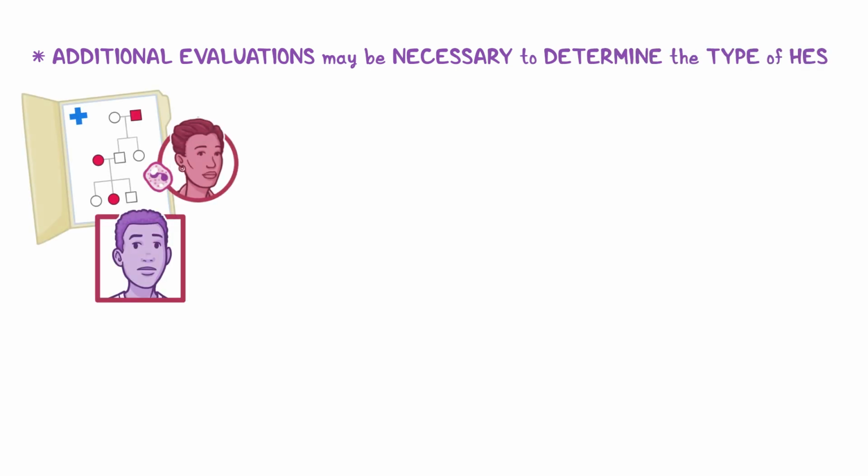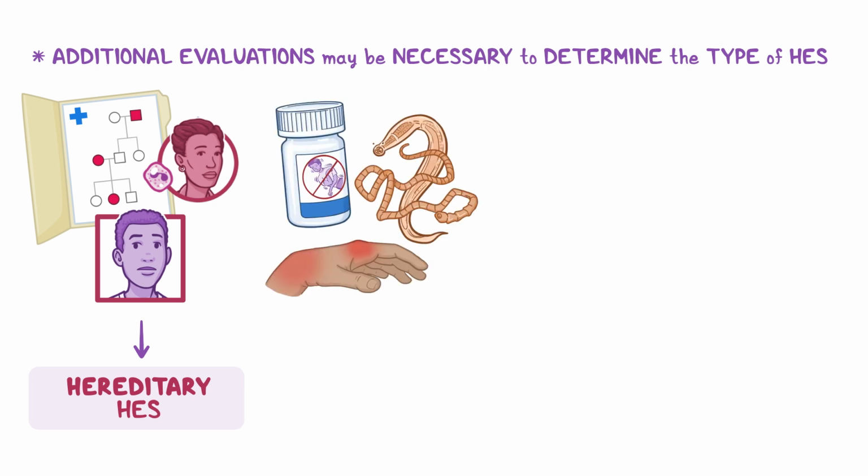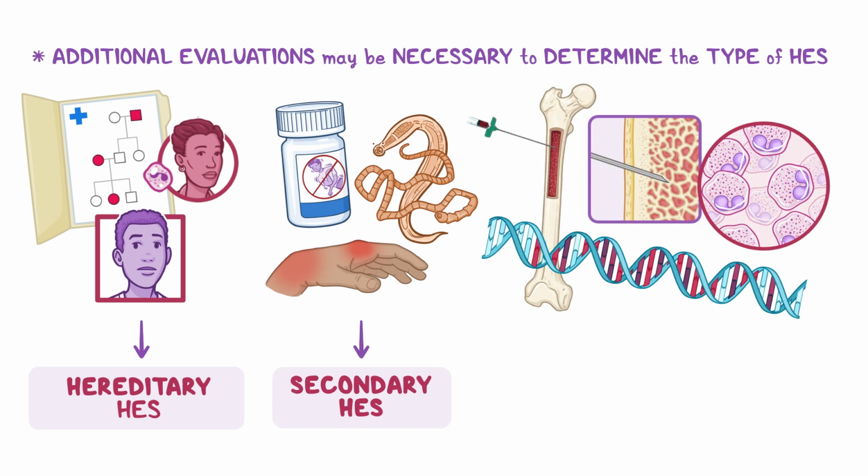After HES is diagnosed, additional evaluations may be necessary to determine the type of HES. A family history of eosinophilia supports hereditary HES. A history of taking drugs such as anti-seizure medications or positive testing for a parasitic infection may point to secondary HES. Hematologic and bone marrow genetic testing can detect de novo and inherited gene changes supporting primary or neoplastic HES.